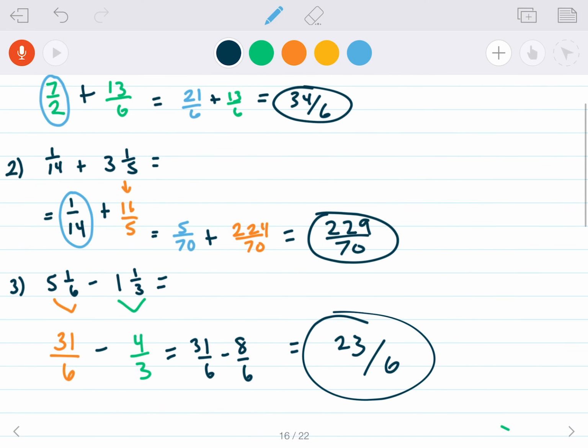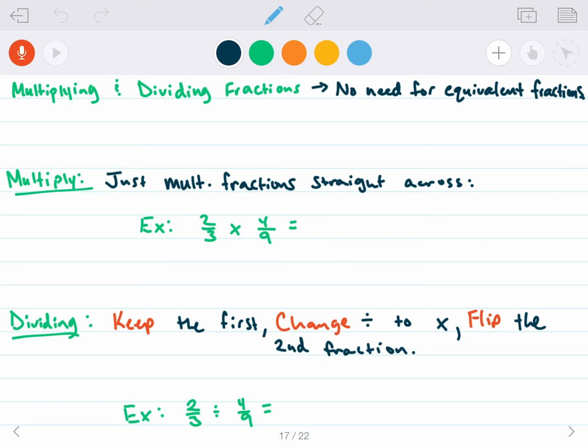Okay, so multiplying and dividing fractions is actually easier than adding and subtracting. So for multiplication, we can just multiply straight across. So for instance, 2/3 times 4/9. If we multiply straight across, 2 times 4 is 8, and 3 times 9 is 27.